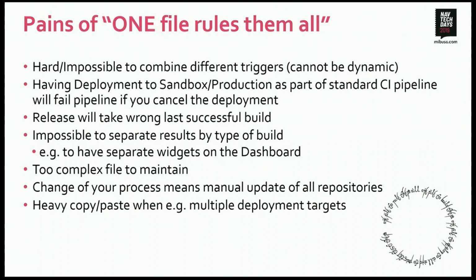It is a complex file to maintain, of course. A change of the process means you need to update all the repositories. For example, we have 3 customers with BC running, and we have over 40 applications already. Updating these 40 applications will be maybe 20 hours of work, to just take the app, take the file, update the repository, push it somewhere. Okay, maybe 5 minutes per app, but you can imagine that it's a big time you need for that. And it's heavy copy-paste. It means if I want to change something, I need to make it in multiple places.